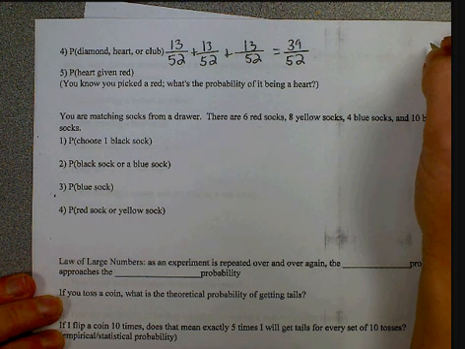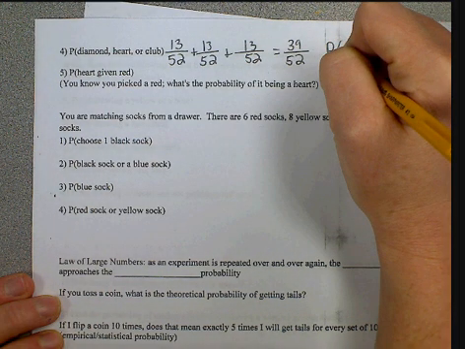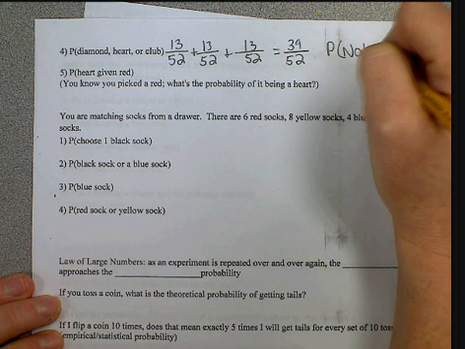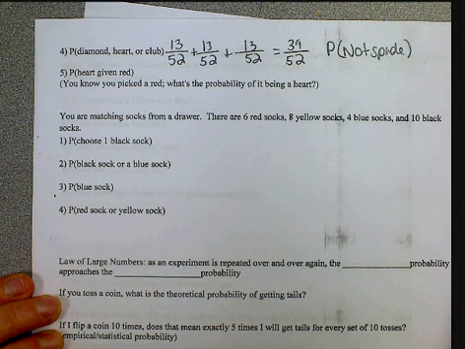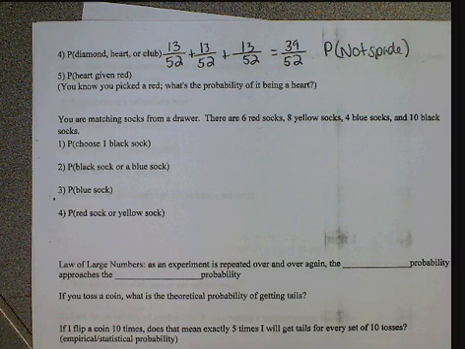Another way to actually look at this is we're really finding the probability of not being a spade. And so that would also be 39 out of 52. There are 39 cards that are not spades.